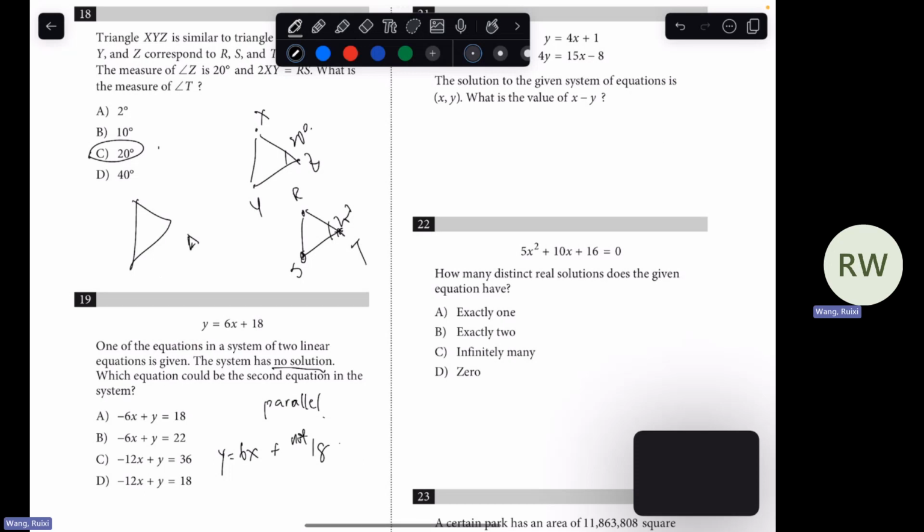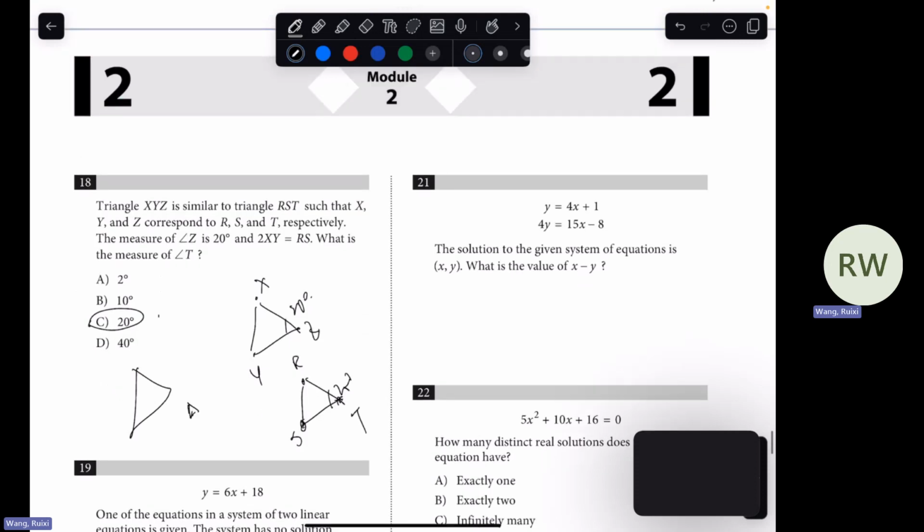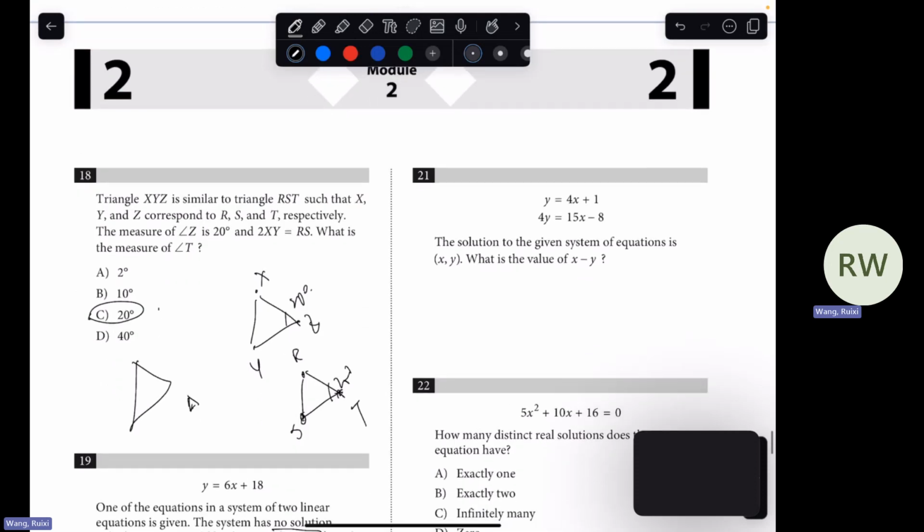So A is actually identical to the original equation. That's not right, and then the answer is B. Okay, and the other ones have twice the slope. Okay, the answer is B.